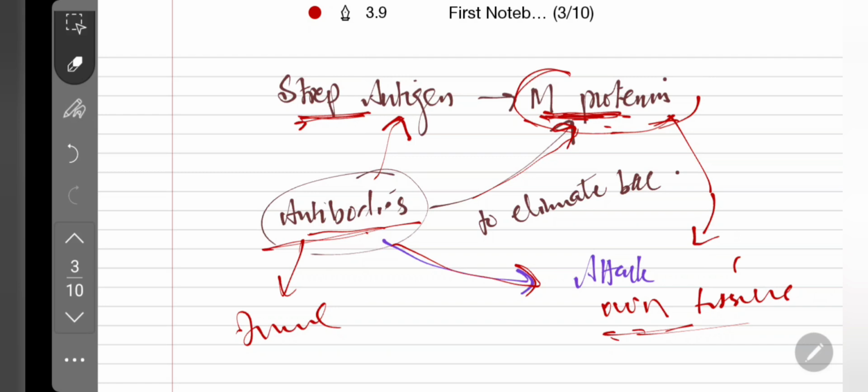So their body clears the bacteria, but at the same time, because of this molecular mimicry, they get baffled and attack their own tissues at the same time. They are attacking the bacteria, but they are confused because of this similar molecular structure on different tissues, so they attack these tissues as well.